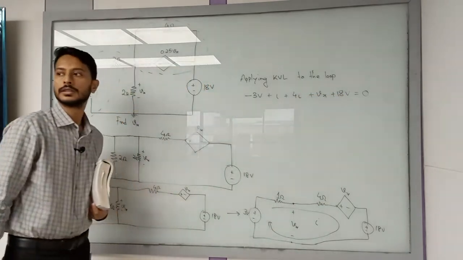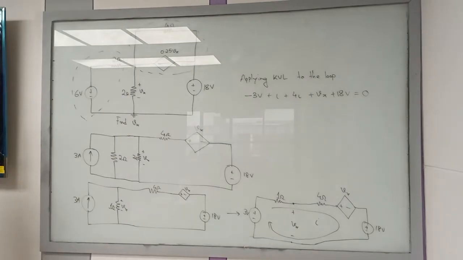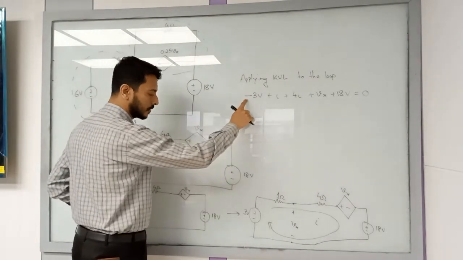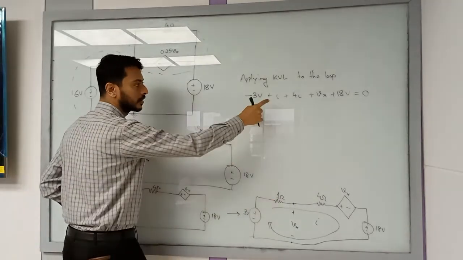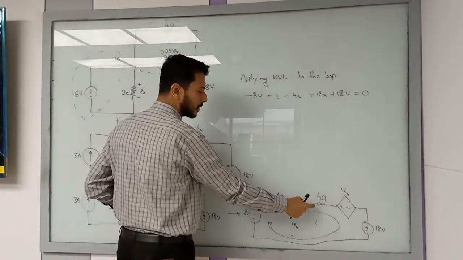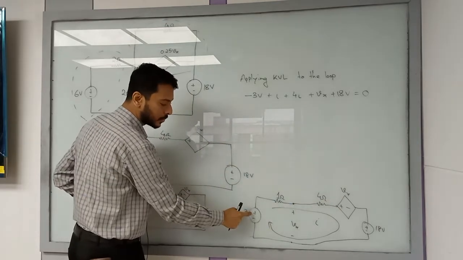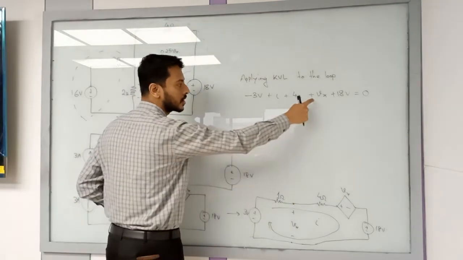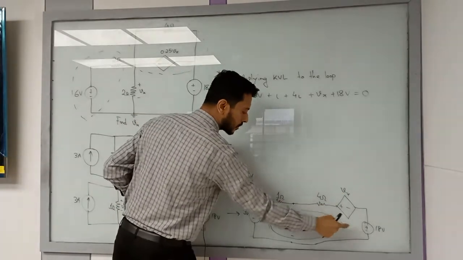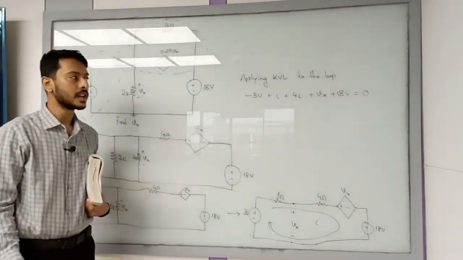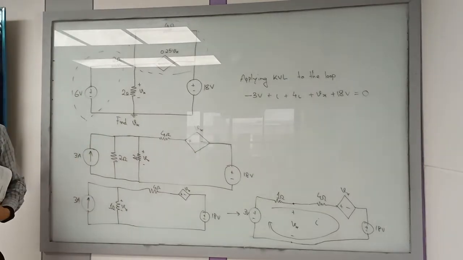Plus. Is it okay? Do you understand? This is supplying, so negative. This is absorbing, positive. This is also absorbing, positive. This, the direction is opposing the supply voltage, so it should be positive. This is also opposing the supply voltage, so this is positive. Sum of all of them should be equal to 0.